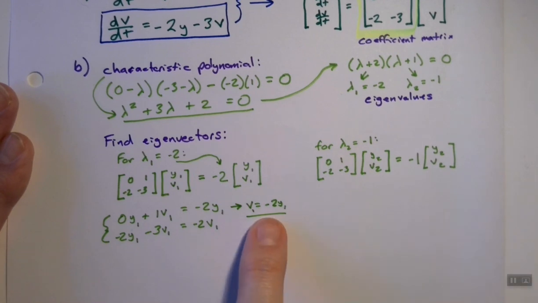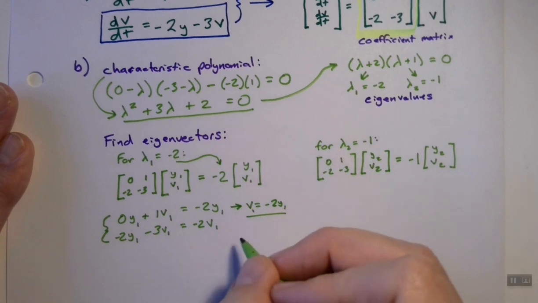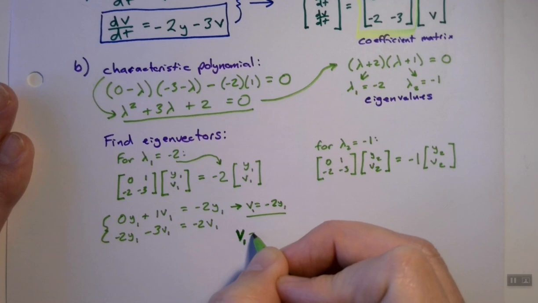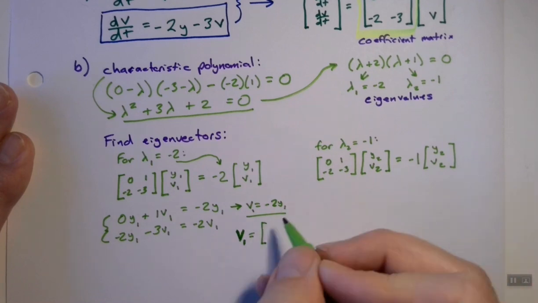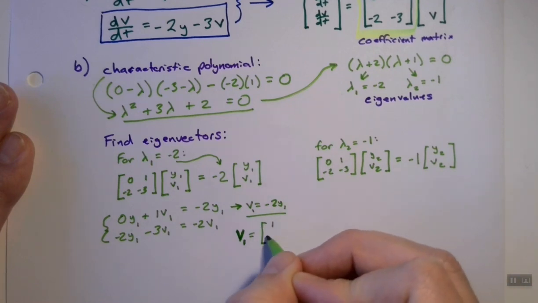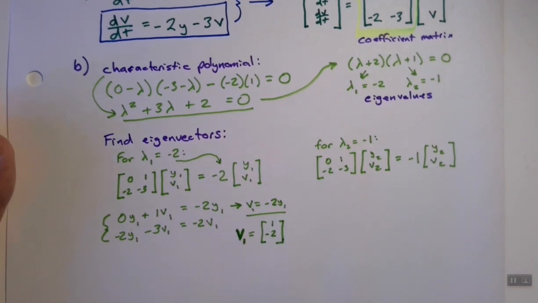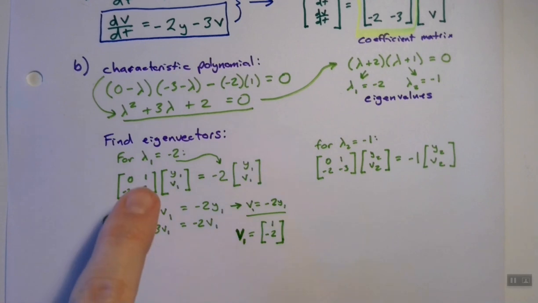So this equation tells us the relationship between the vector directions y and v. And it says basically for every 1 unit that you go in the y direction, you go negative 2 in the v direction. Or another way of saying that would be my vector 1 would be equal to, for every 1 unit I go in the y direction, I go negative 2 in the v direction. There's my v1. I just found my eigenvector associated with lambda 1.